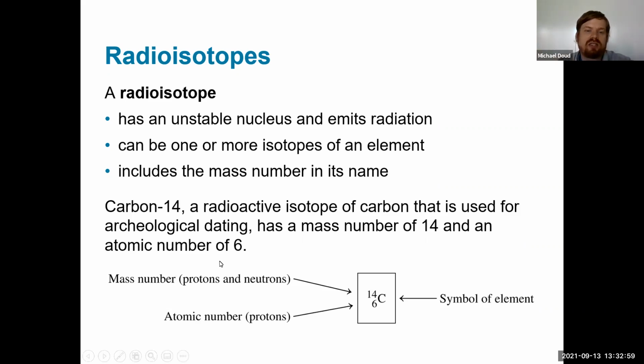You're always going to include the mass number in its name. This is one way that you can write it: the name of the element followed by the mass number. Like carbon-14, for example, is carbon that has a mass number of 14. Since carbon has atomic number 6, that means it has 8 neutrons. This is our normal way of writing it, but we can also write it this way, name followed by mass number.